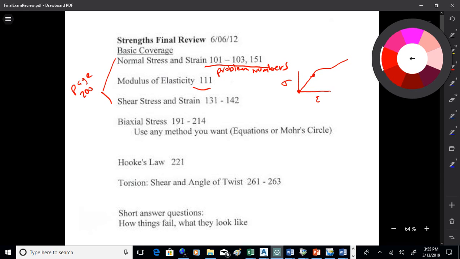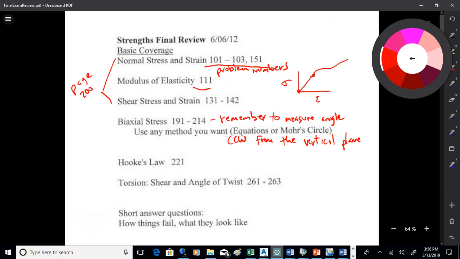So the normal stress and the normal strain are on page 200. Okay, then there could be some biaxial stress on this. You could use any method you want. Just remember on this how you measure the angles, okay? From the vertical, okay? So counterclockwise from the vertical plane is how you measure those.